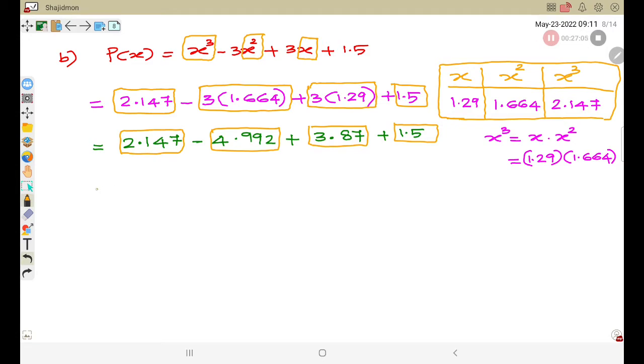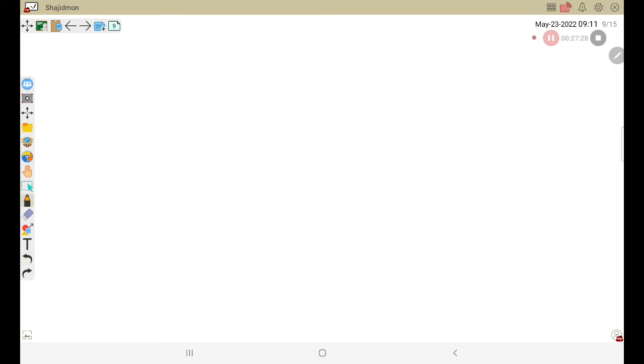Now totally we can add, you will get 2.525. This is the P star value, the approximate value using 4 digit rounding. Well, you understood that one. Now we will go to the C part of the question. C part is the main part of this question.